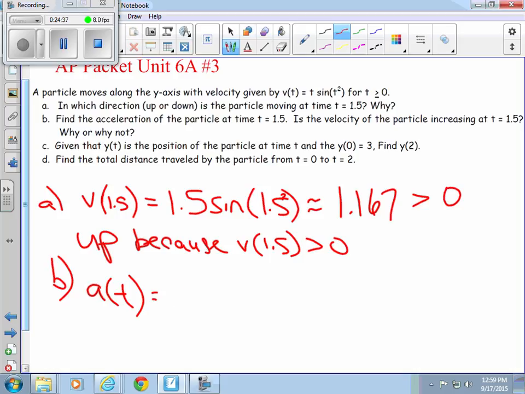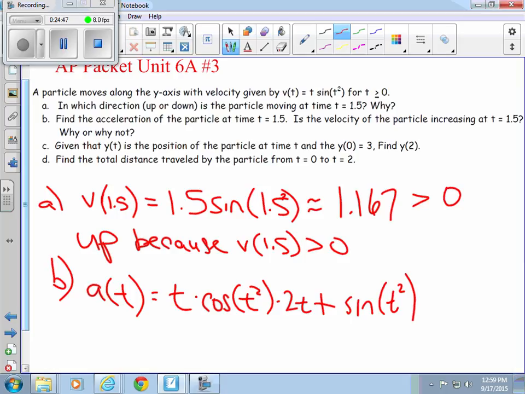Product rule. Left, d right, plus right, d left. And we're going to plug 1.5 into that.